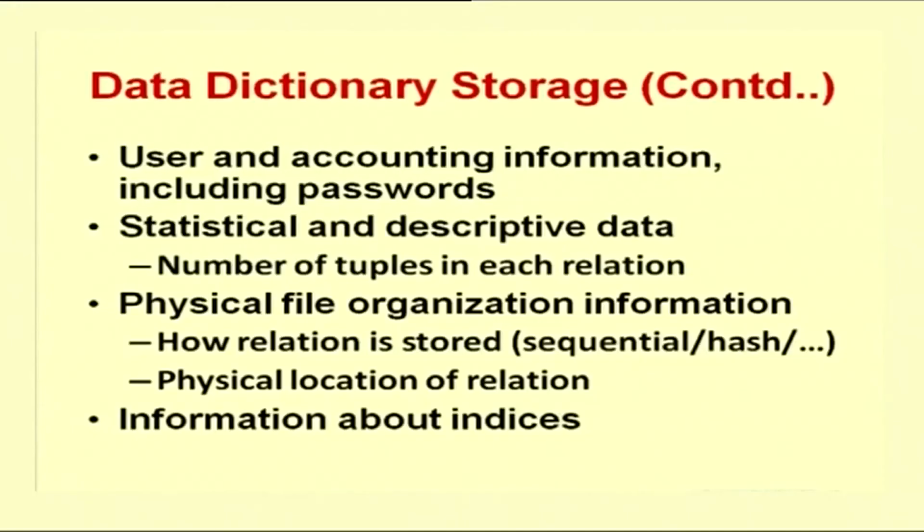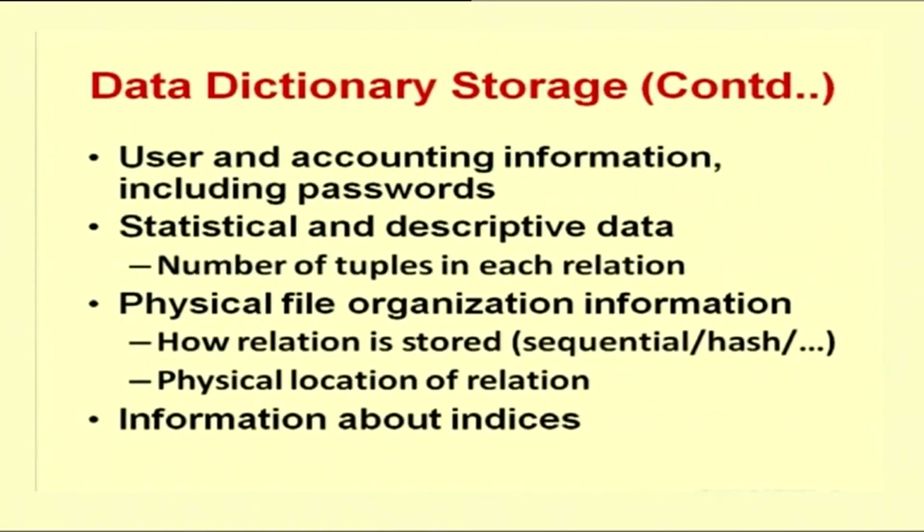This type of metadata is normally stored in the data dictionary. User and accounting information, including passwords, is also stored there. Statistical and descriptive data, that is, how many tuples or records you have in each relation, is also stored there. And the physical file organization, how the relation is stored, is it sequential, is it using a hash table, and what is the physical location of the relation, that is also stored, and also information about the indices. All this information comes in the data dictionary.